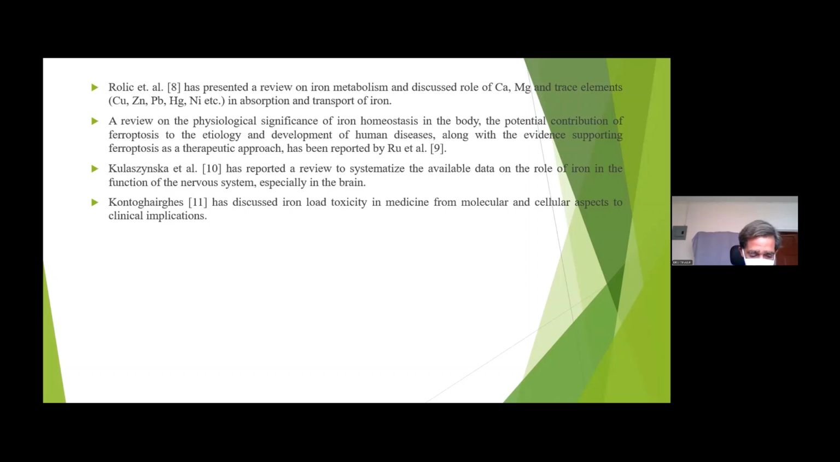of iron. A review on the physiological significance of iron homeostasis in the body, the potential contribution of ferroptosis to the etiology and development of human disease, along with evidence supporting ferroptosis as a therapeutic approach, has been described by Ru et al. Kula et al., reference number 10, have reported a review to systematize the available data on the role of iron in the function of the nervous system, especially in the brain. Kontoghiorghes, reference number 11, has discussed iron load toxicity in medicine from molecular and cellular aspects to the clinical implications.